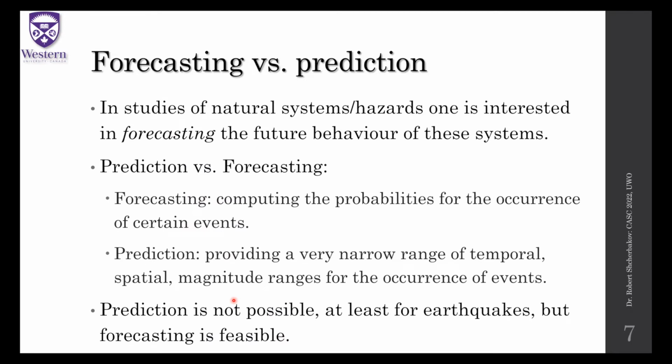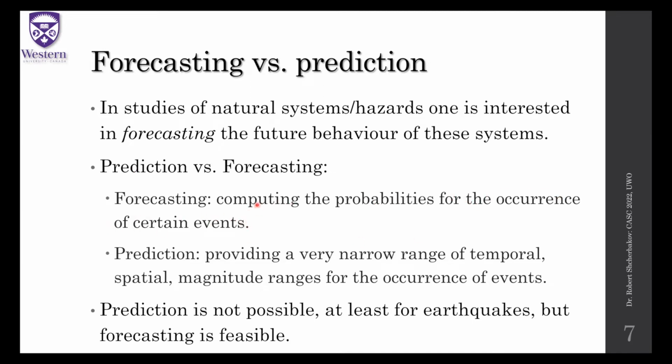In studies of complex systems, or natural systems or hazards, one is interested in forecasting the future behavior of these systems. It's not only important to analyze the past behavior and infer some important characteristics of those systems, but it's also really important to see how we can forecast forward in time, and forecast the evolution of those complex systems, specifically the occurrence of earthquakes. Here we can distinguish between prediction and forecasting. In the case of forecasting, we're computing the probabilities for the occurrence of certain events.